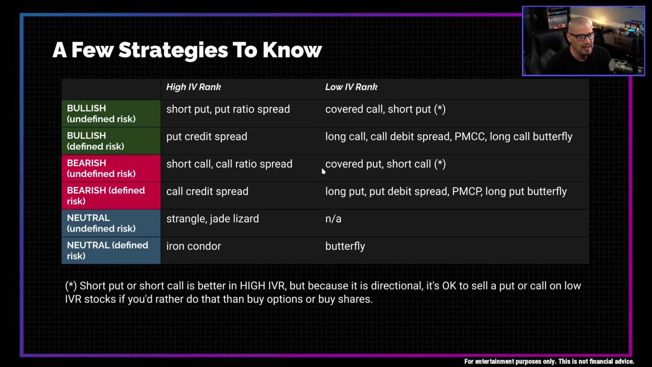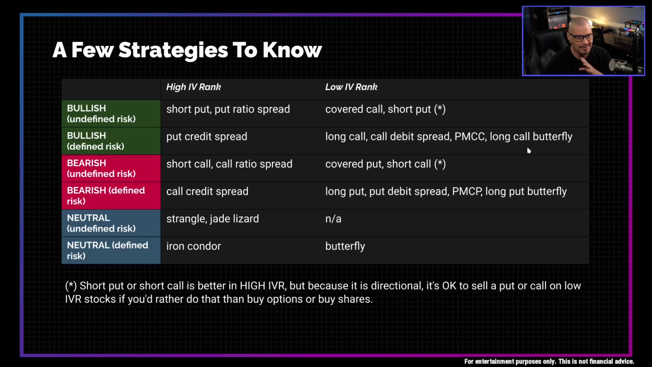It's a great strategy. Now, what happens if you want to do bullish defined risk on something that has low IV rank? Well, you could just buy a long call, right? Just buy an at-the-money call. You could also buy an at-the-money call debit spread. You could do a poor man's covered call, which is a call diagonal spread. You could also buy a long call butterfly spread.